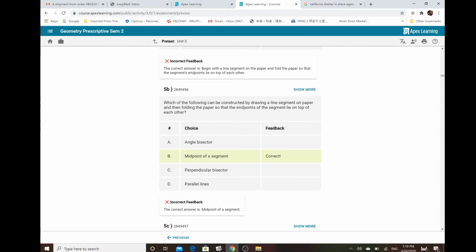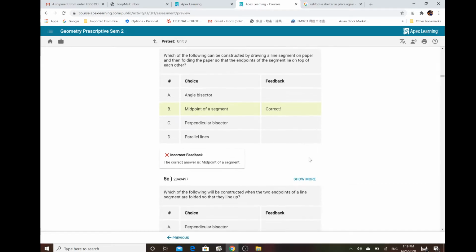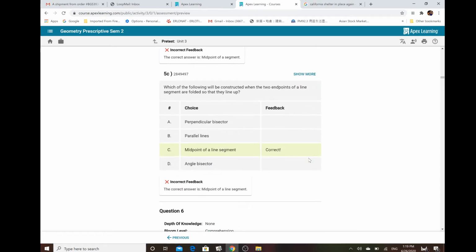And which of the following can be constructed by drawing a line segment on paper, then folding the paper so that the endpoints of the line segment lie on top of each other? The midpoint of a segment. Again, this one is all about the midpoint, folding the line segment.